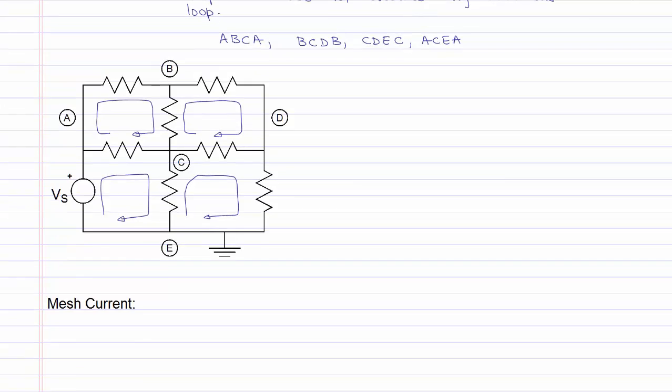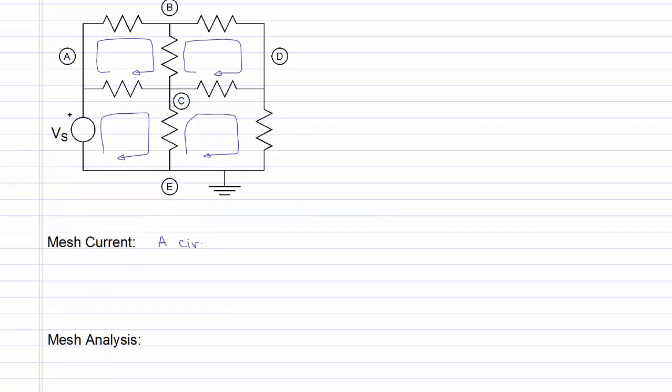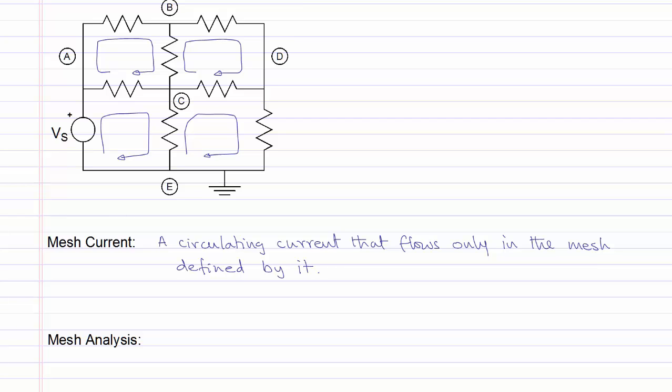We define a mesh current next. A mesh current is a circulating current that flows only in the mesh defined by it. The direction of the mesh currents is arbitrary. However, we will take all the currents to be flowing in the clockwise direction. For example, in the circuit shown above, all the currents I1, I2, I3, and I4 are flowing in the clockwise direction, and they are called the mesh currents for the meshes defined by them.